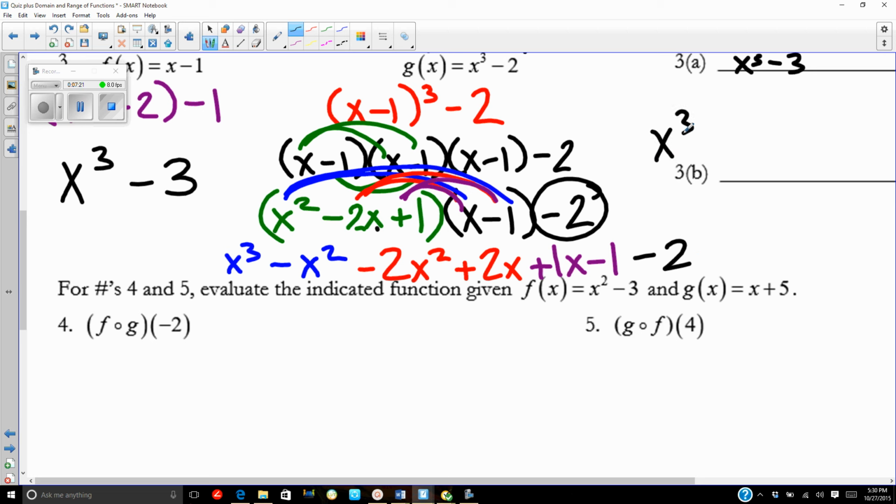x to the third has no like terms. We have negative 3x to the second. Negative 1 minus 2 is negative 3. We have plus 3x minus 3.